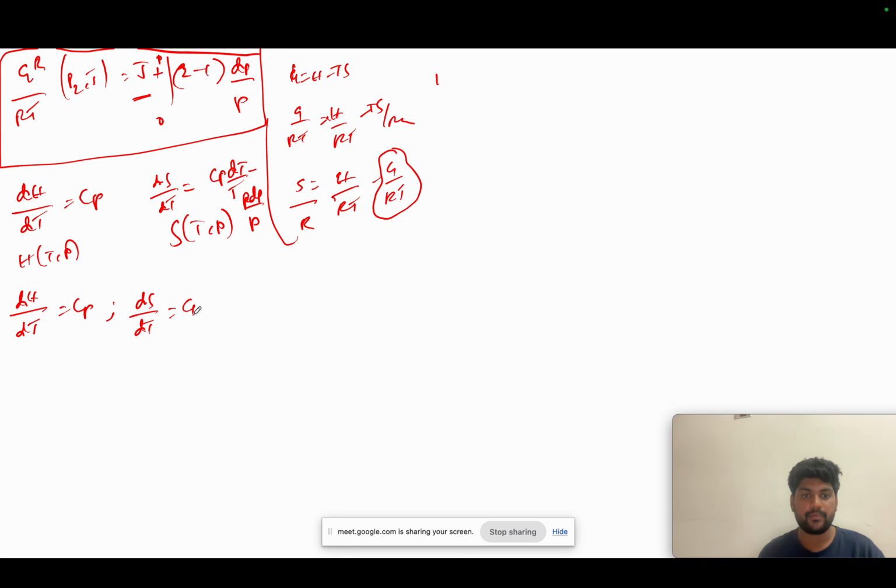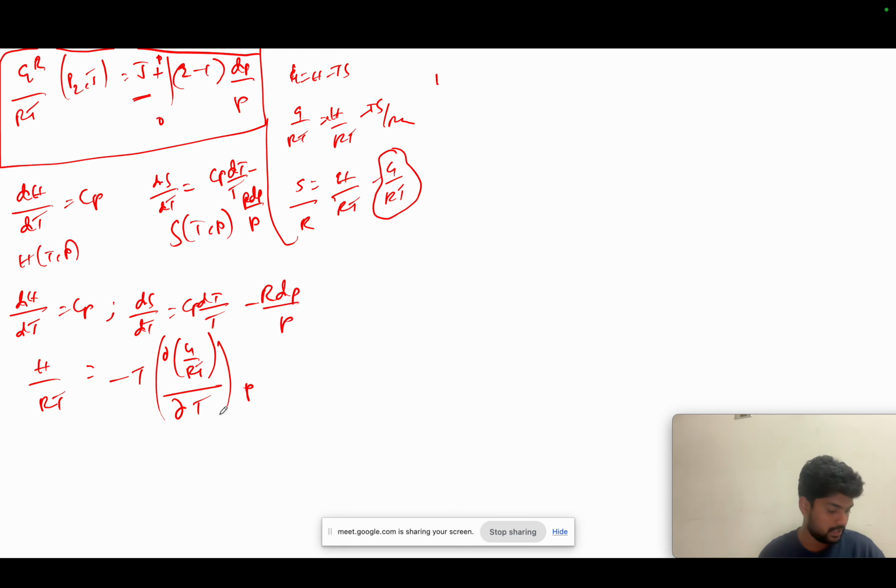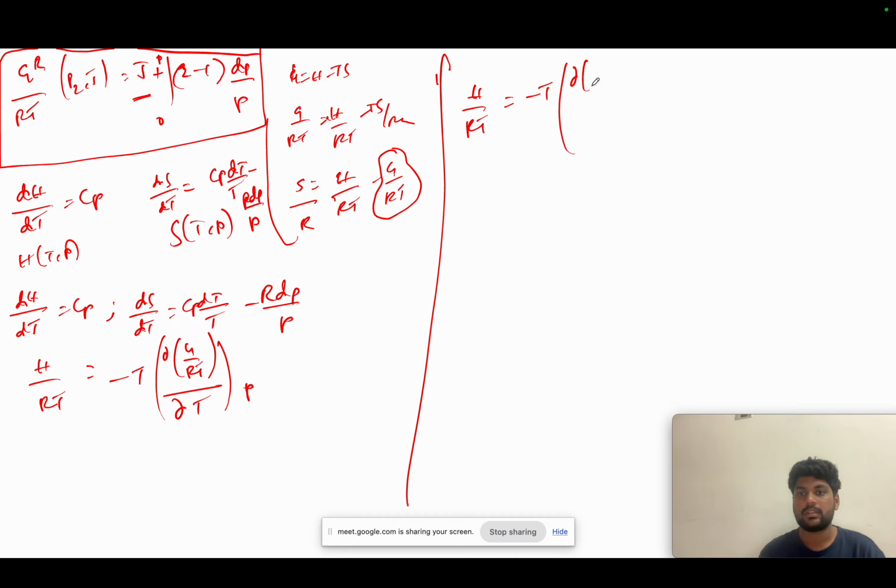ds by dt equal to Cp by dt minus R dP by P. So now, as we already discussed, it will be H by RT equal to, as we understood from today's class, dT at constant pressure, and we also understood that H by RT equal to minus T dZ by dT at constant P, and we have this equation.